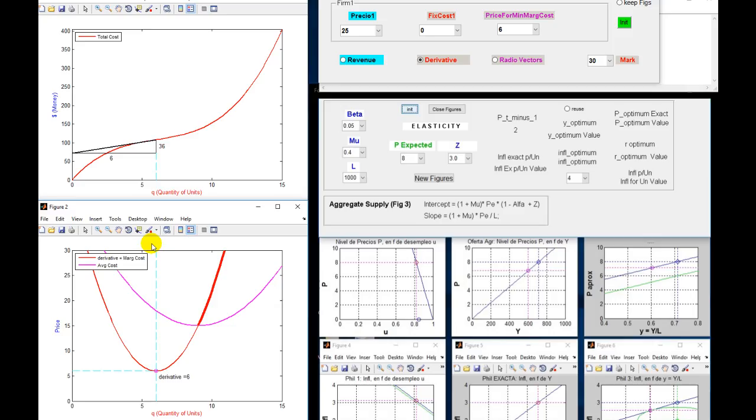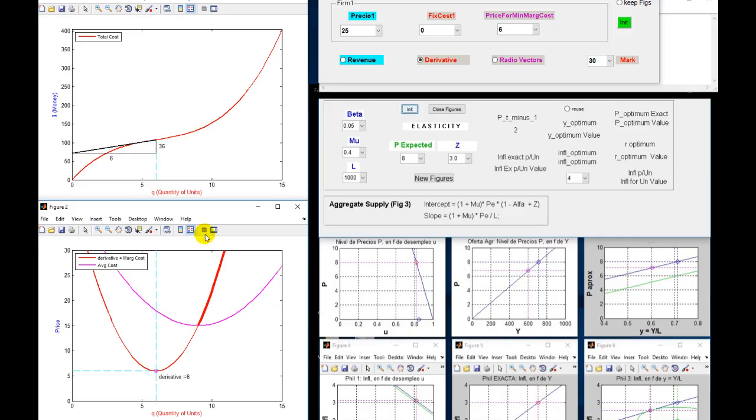If Q is smaller than 6, then the tangent or derivative is higher than 6, and if Q is greater than 6, the derivative or marginal cost is bigger than 6.